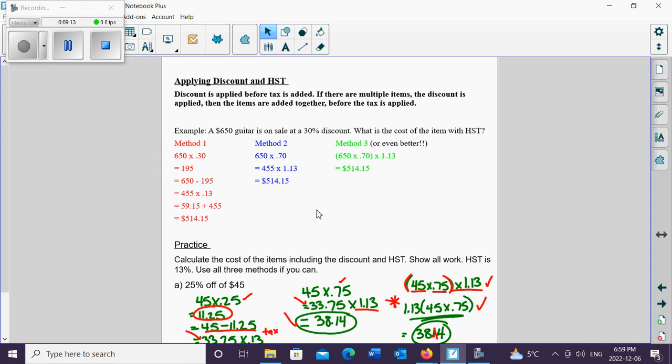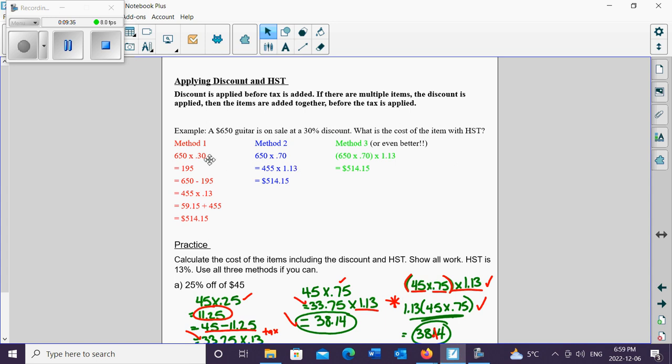When we apply discount and HST, there are 3 methods. One is longer, one is medium, one is pretty darn short. But you have to do the one that you feel best about, most comfortable. So if we have a guitar and it's on sale 30% and we want to put tax on it, remember you have to take the discount off first.